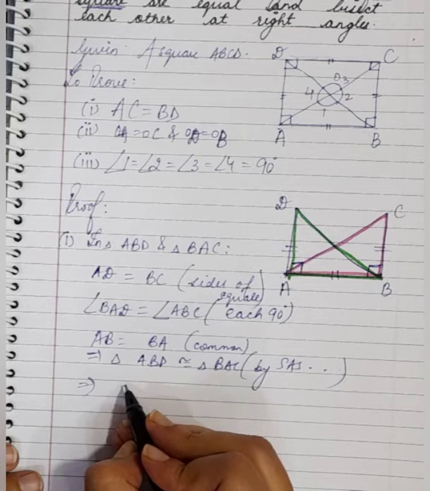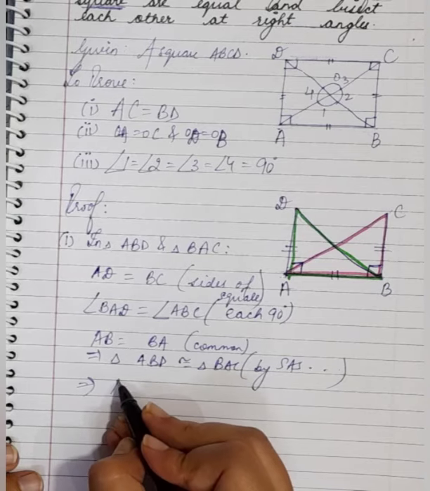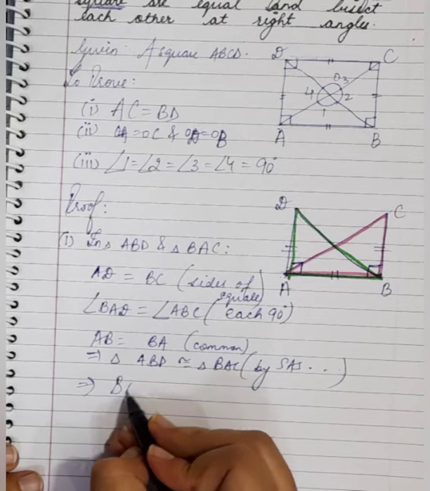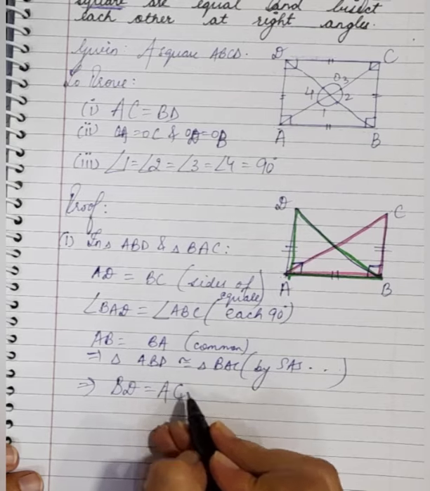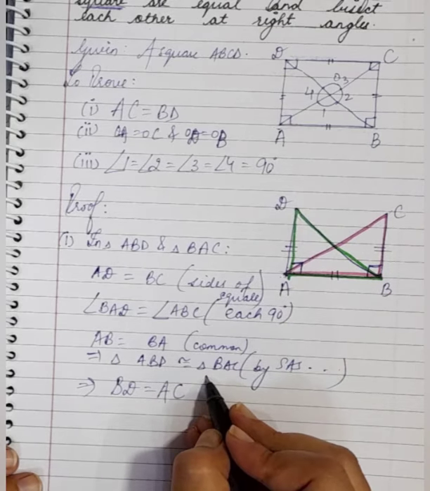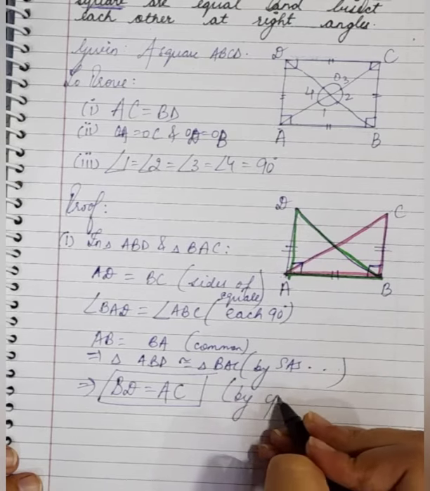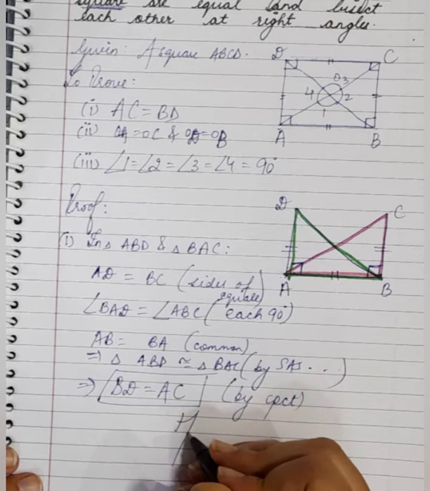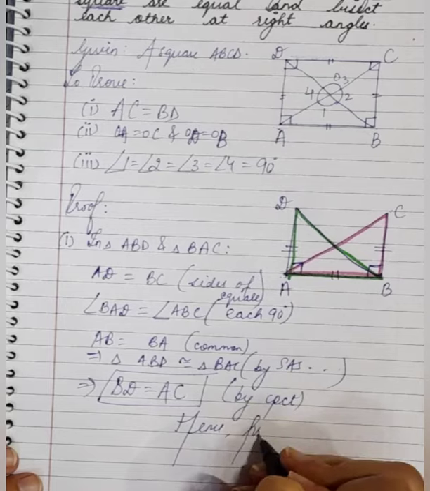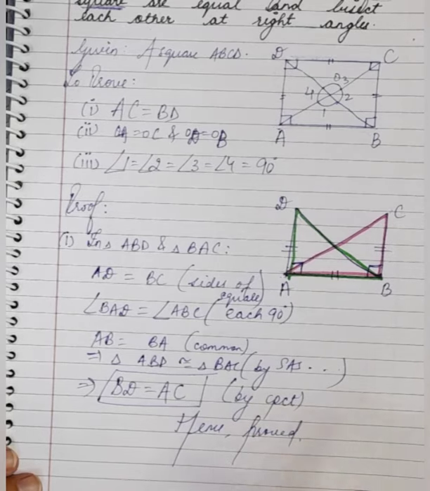So this implies BD is equal to AC. BD of the green triangle is equal to AC of the pink triangle. This is by CPCT, hence proved. So here we have proved the first part.